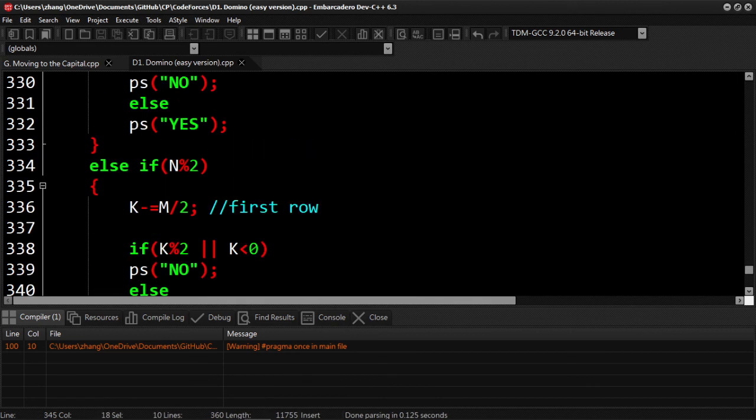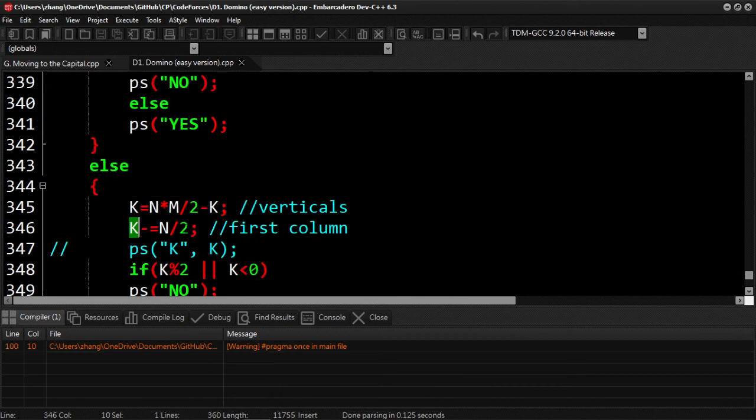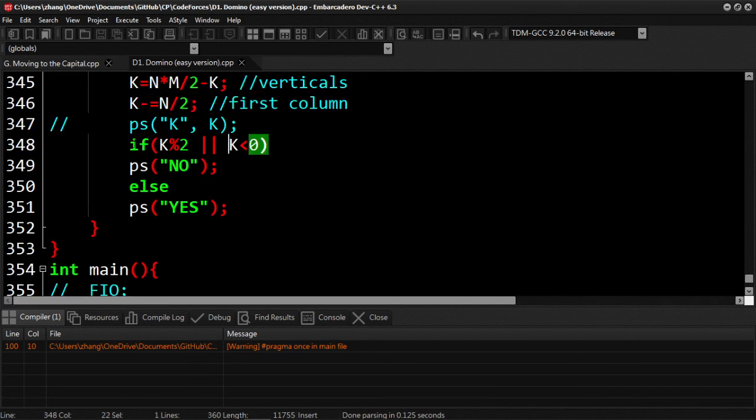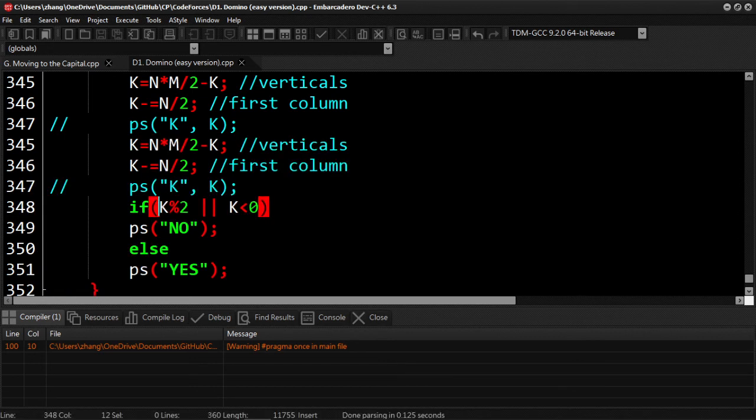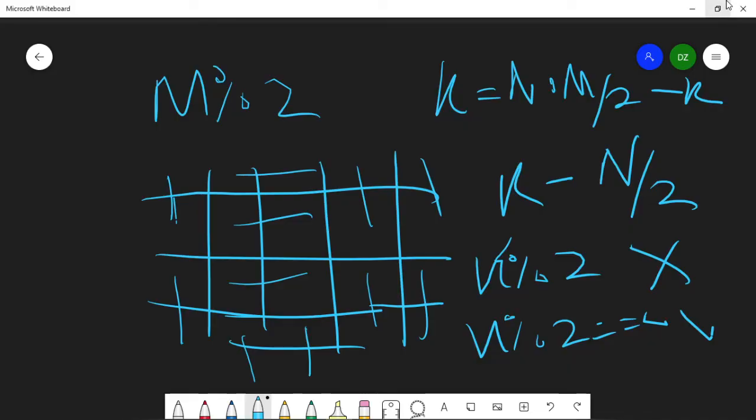So this is the case where m is odd, so we have to take out that first column. And when we take out that first column, it becomes a both even case. And n divided by 2 is the number of dominoes it takes to fill up that first column. Same idea here. If k is less than 0, it's not possible because we can't fill up that first column. And if it's odd, it's not possible because we can't combine a vertical domino with a horizontal domino. It's pretty cool. But now that's D1.